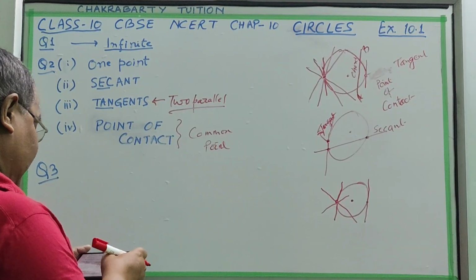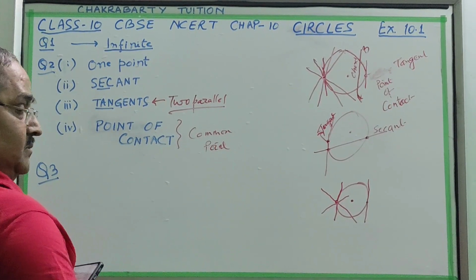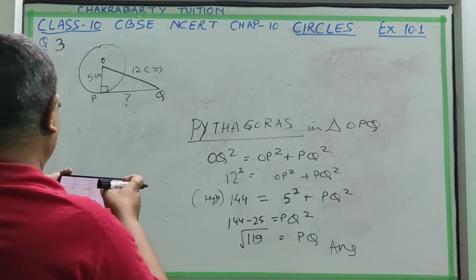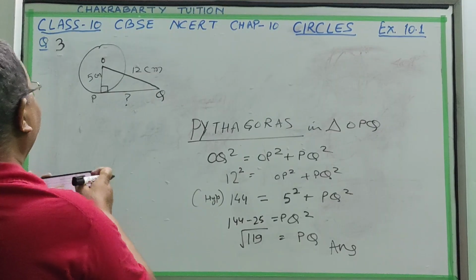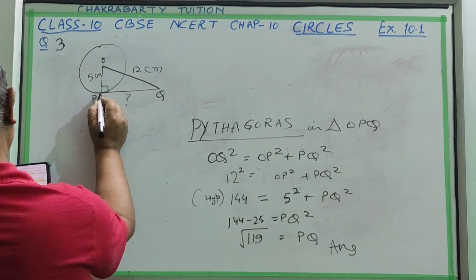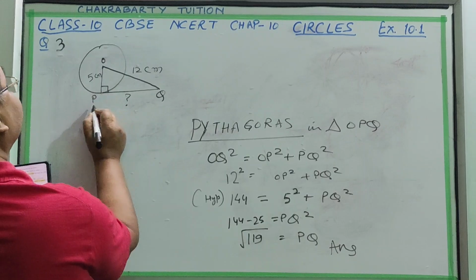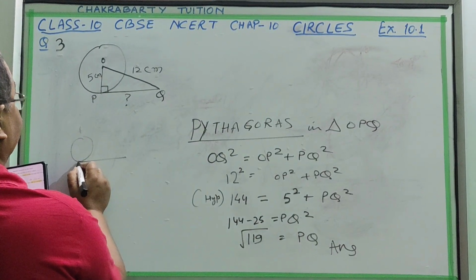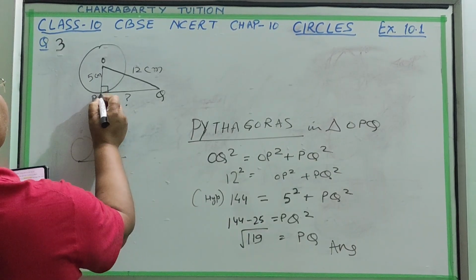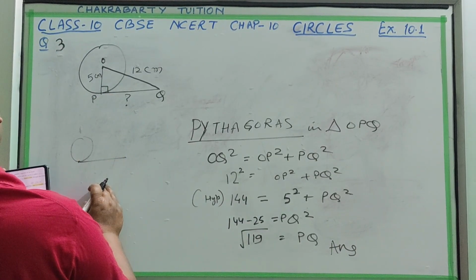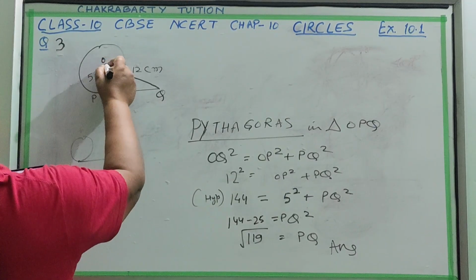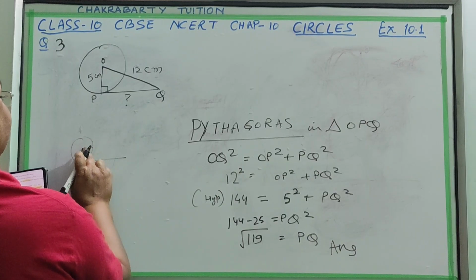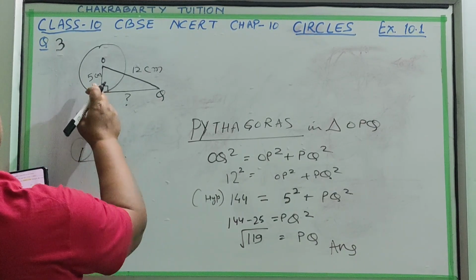Now question number 3 we are going to solve. In the third, what is given? A tangent PQ at a point P of a circle of radius 5. PQ is a tangent, it means a line touching the circle. P is the point of contact. Radius means from the center to any side, to any side it is the radius. So the radius given is 5 meters.